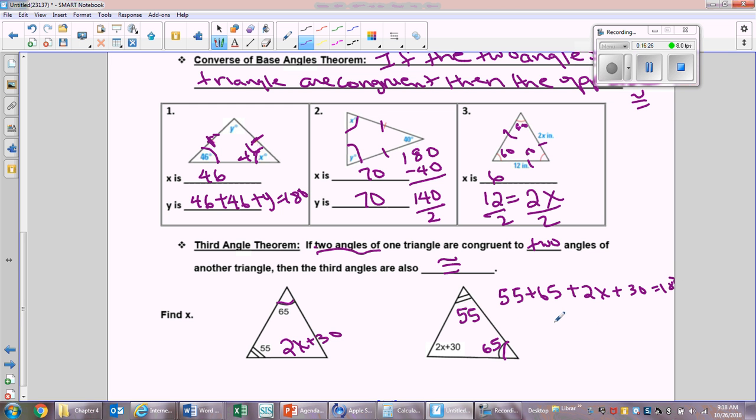So add up the numbers. 55 plus 65 plus 30 gives you 150, plus 2x equals 180. So you'll do minus 150 on both sides, 2x equals what? 30. Then of course you divide both sides by 2, and x will be 15.